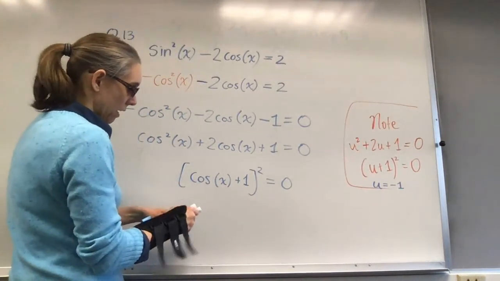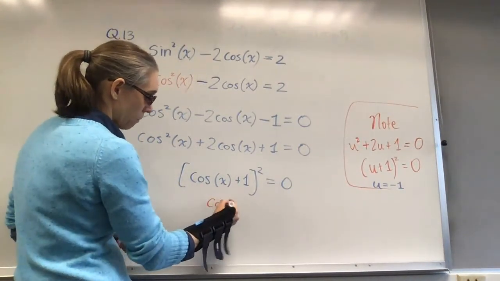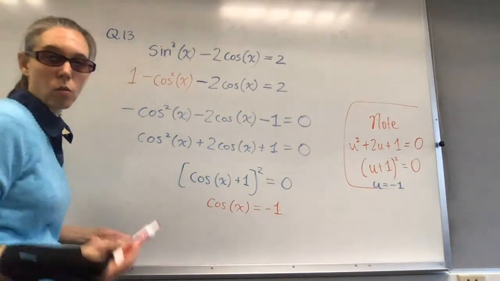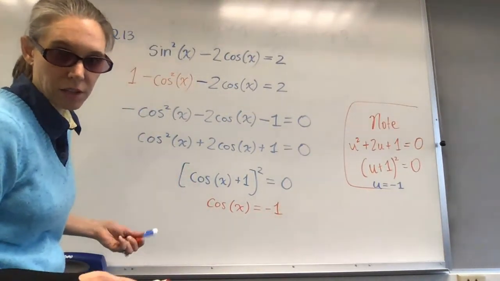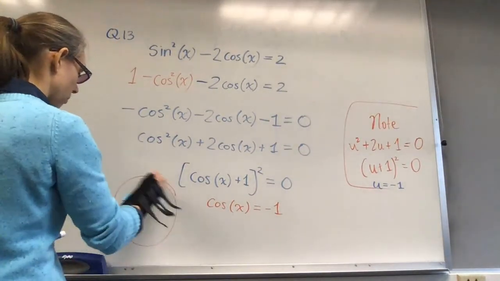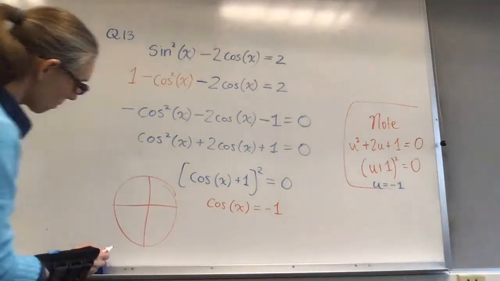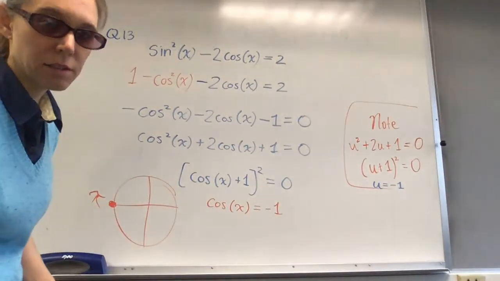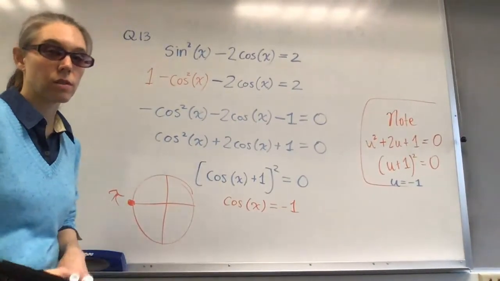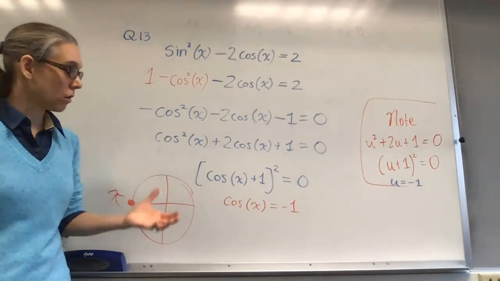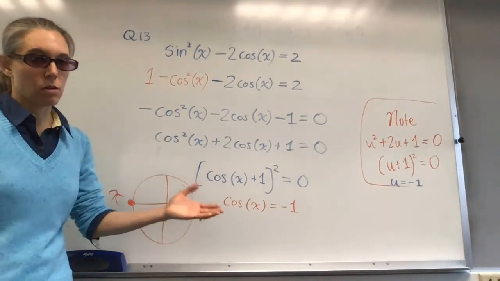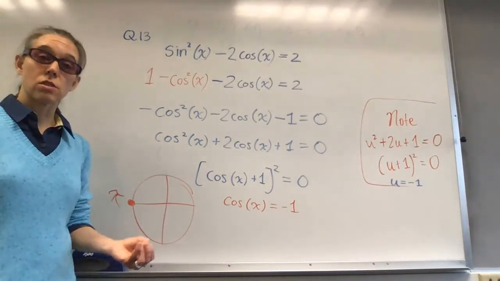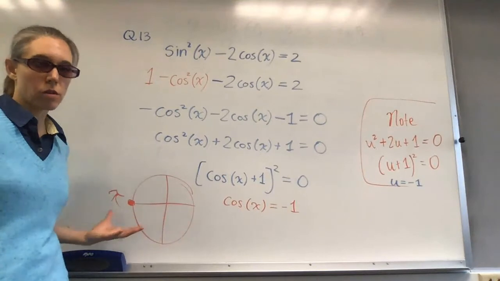Over here, we're going to likewise have that the cosine of x is equal to negative 1. So where do we have a cosine of x equal to negative 1 on the unit circle? Right over here at pi. So this one only had one answer. It's very possible that your version of question 13 could have multiple locations on the unit circle. We reviewed that in question 12, what it would look like to have more than one answer.